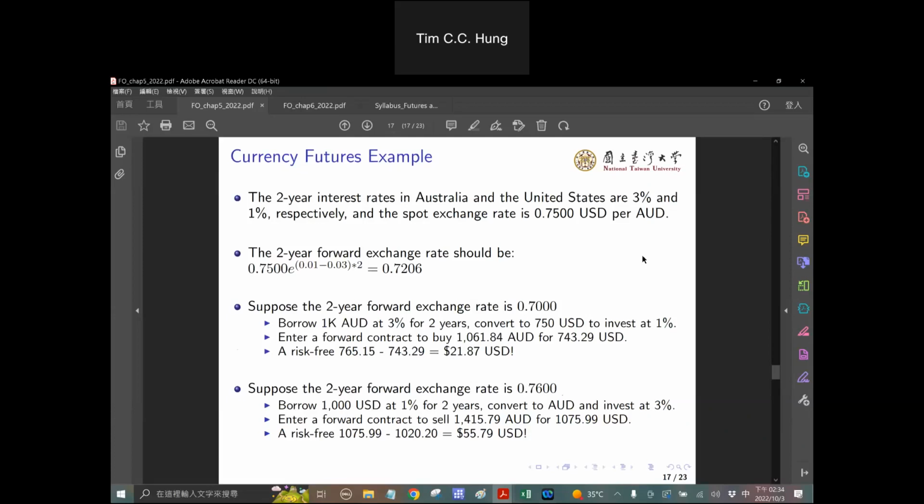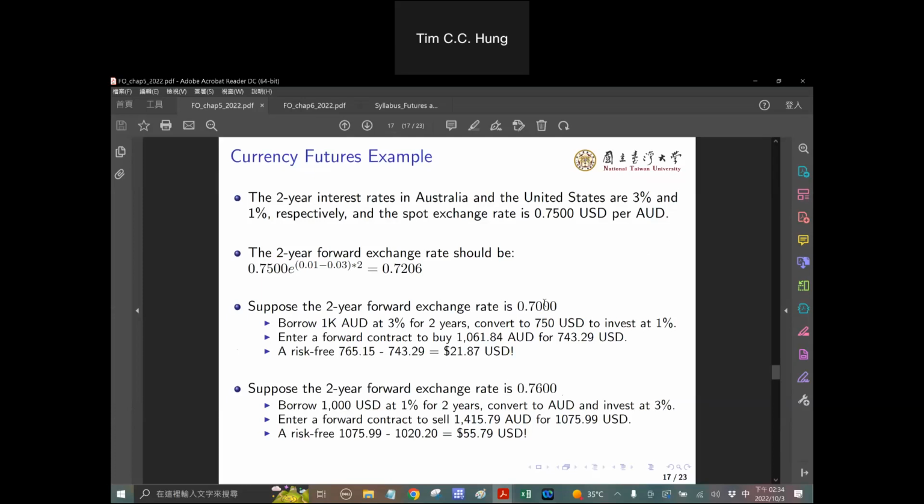And we know that the spot exchange rate is 0.75 US dollars per Australian dollar. So if we have 1,000 Australian dollars today, we can immediately exchange it for 750 US dollars. Then we invest the 750 US dollars at the 1% deposit rate. And at the same time, like I said, we know that the Australian dollar future is undervalued, so we want to enter a position to buy Australian dollars using US dollars in 2 years. Let's see how much we can buy.